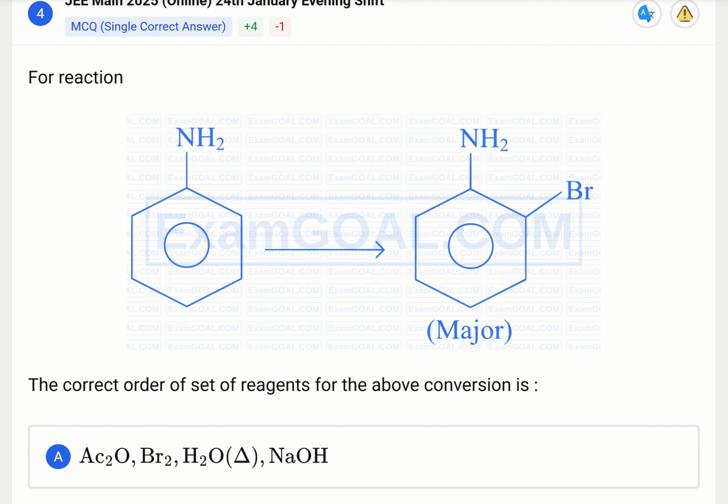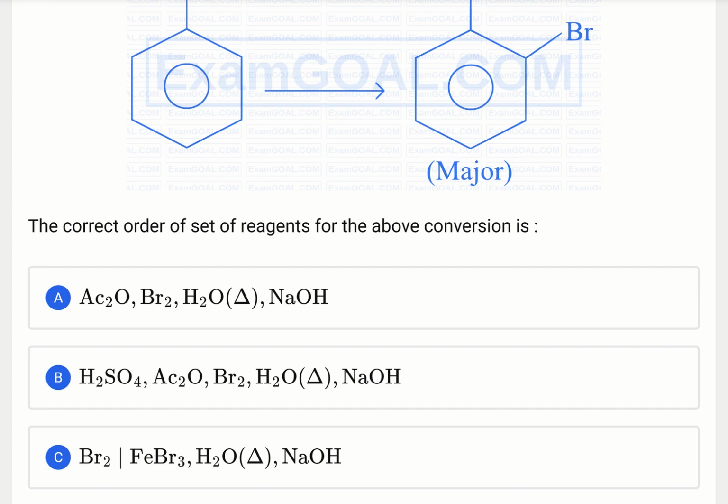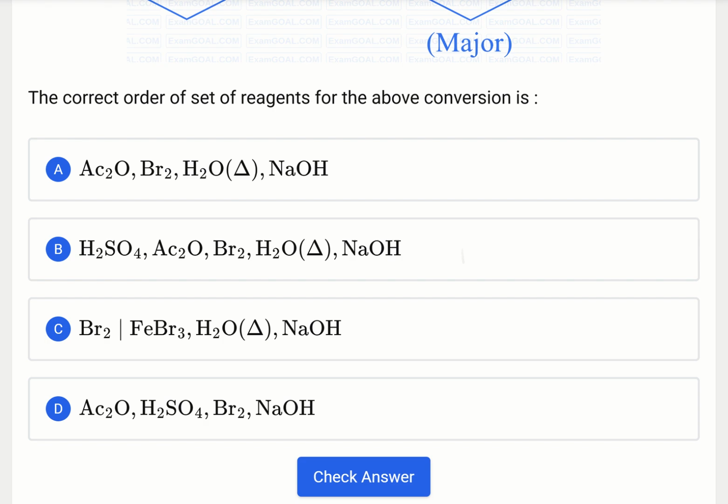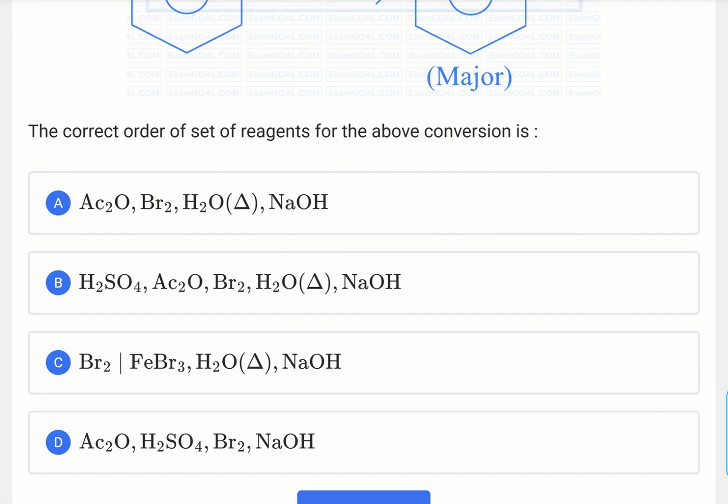Question number 8. For the reaction of aniline to bromoaniline, we have to find the correct set of reagents. Now if anyone remembers, this thing we cannot do directly. Why? We do not use Ac2O first, we use H2SO4 in the first step, so that an intermediate is formed with SO3 attaching para to the amine group, the NH2 group. So by trick, B is my answer.